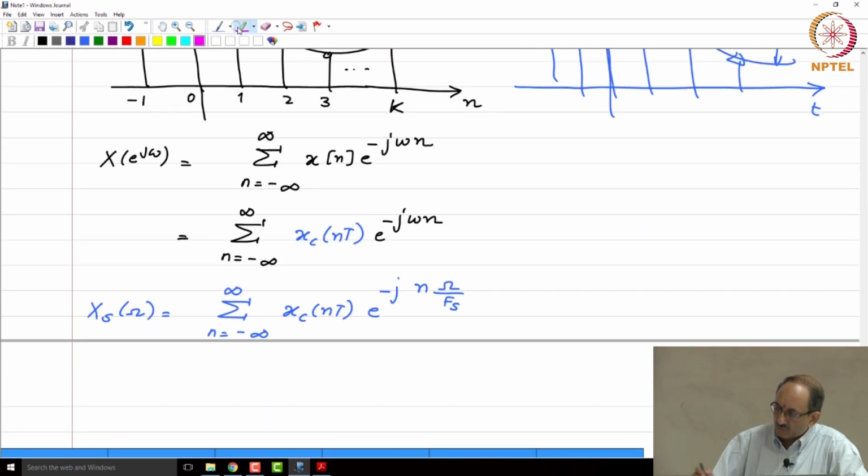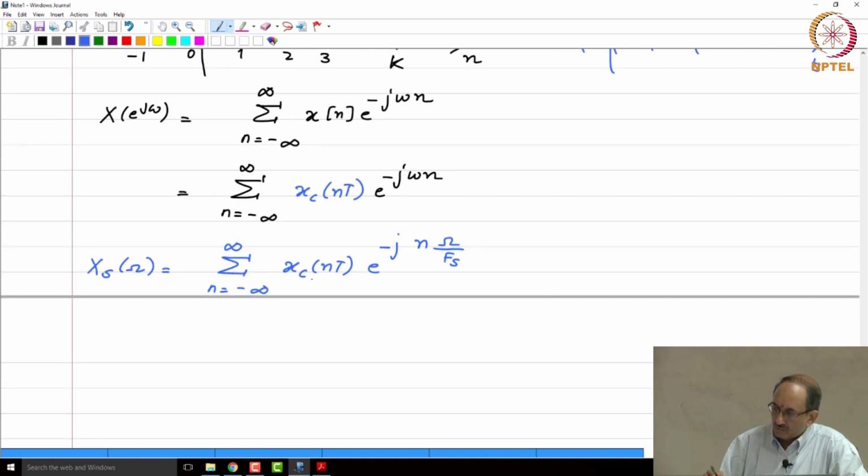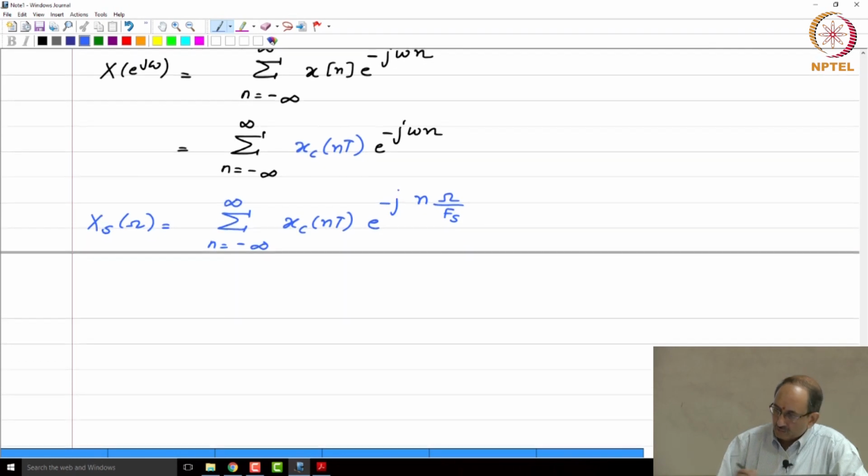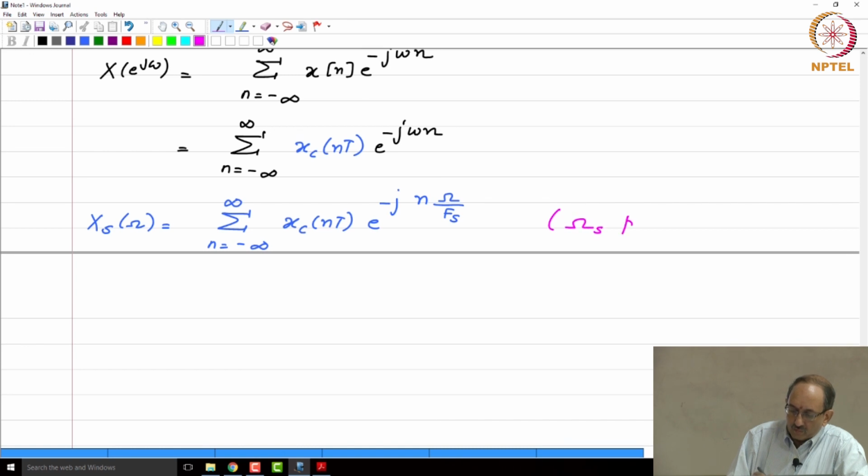So, that periodic repetition picture was not present in this expression. But if you look at these two, you can now start to see the connection here. Let us take Xs of omega. This is omega s periodic. We got the picture about the periodicity of Xs by the second approach. We know that this is omega s periodic.